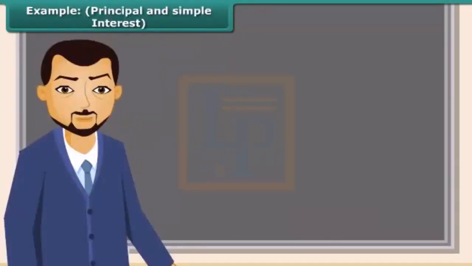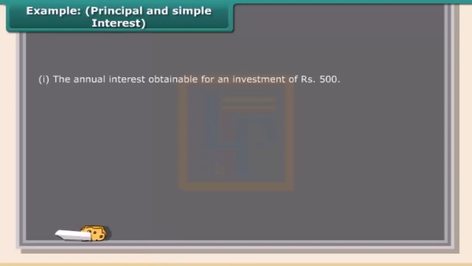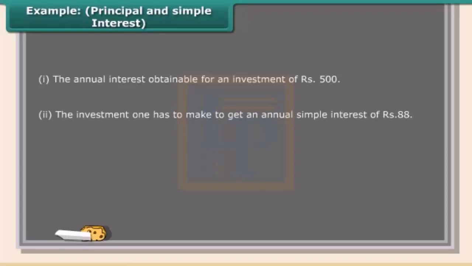Example. Principal and simple interest. A bank gives 11% simple interest on deposits by senior citizens. Draw a graph to illustrate the relation between the sum deposited and simple interest earned. Find from your graph 1. The annual interest obtained for an investment of rupees 500. 2. The investment one has to make to get an annual simple interest of rupees 88.